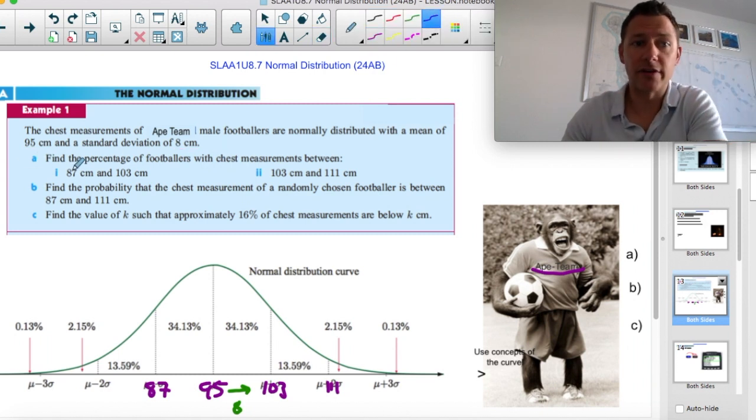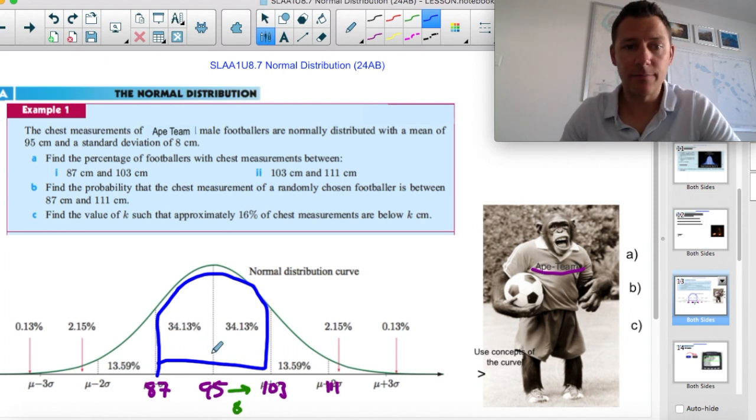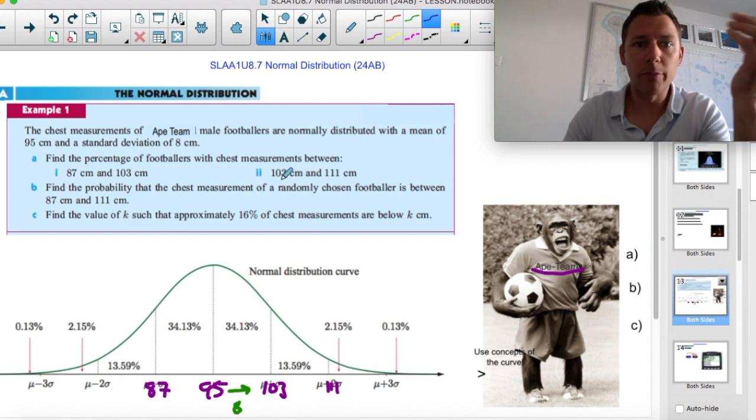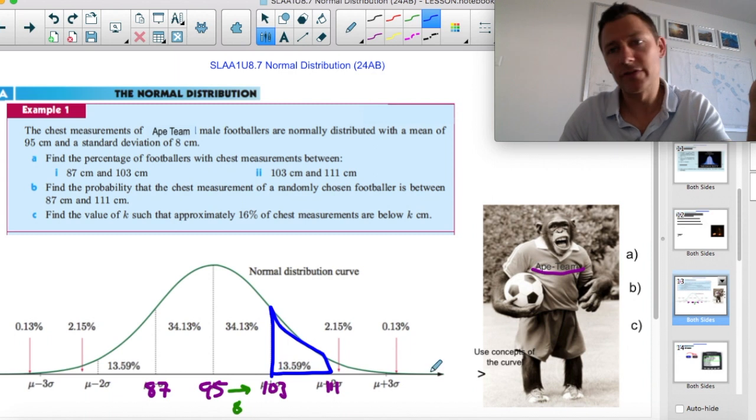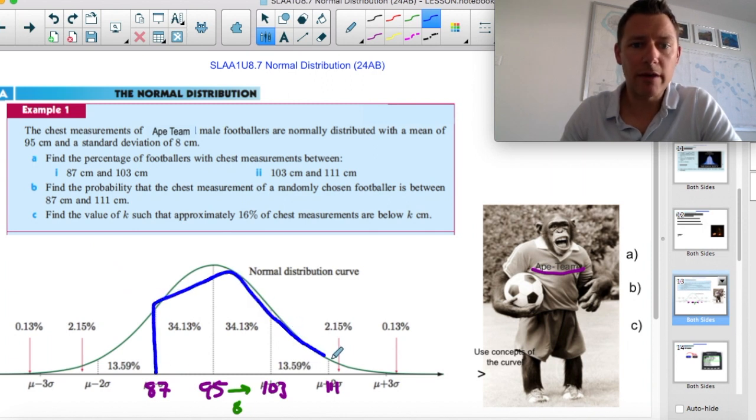Like, what's the percentage of footballers between 87 and 103? Oh, between 87 and 103 is right in here. It's 68%. Right? This plus this. What about between 103 and 111? Here's 103 and 111, 14%. Same thing with B. Find the probability between 87 and 111.